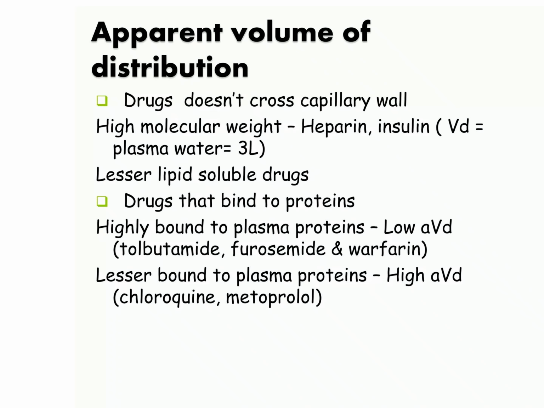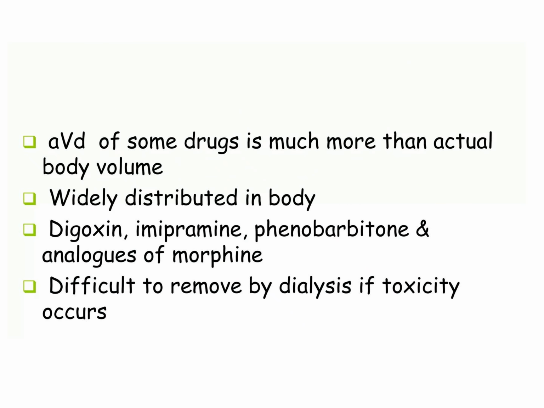Because the drugs which are highly bound to the plasma protein will be retained in the blood. They will not come into the brain, they will not come into the liver, lungs or any other organ. So lesser bound to the plasma protein, high volume of distribution. Volume of distribution of some drugs is much more than actual body volume. Widely distributed in the body, for example, digoxin, imipramine, phenobarbital, analogs of morphine.